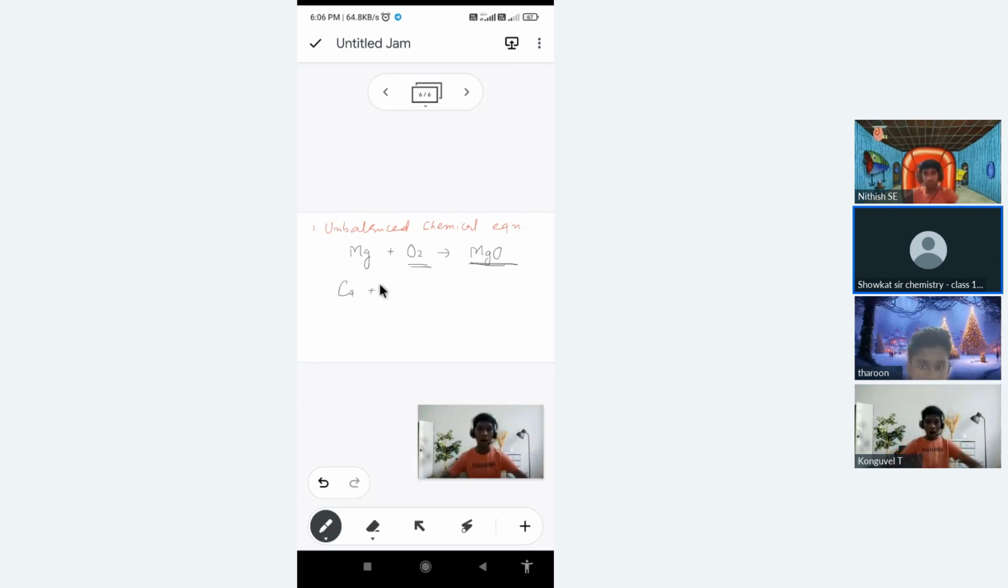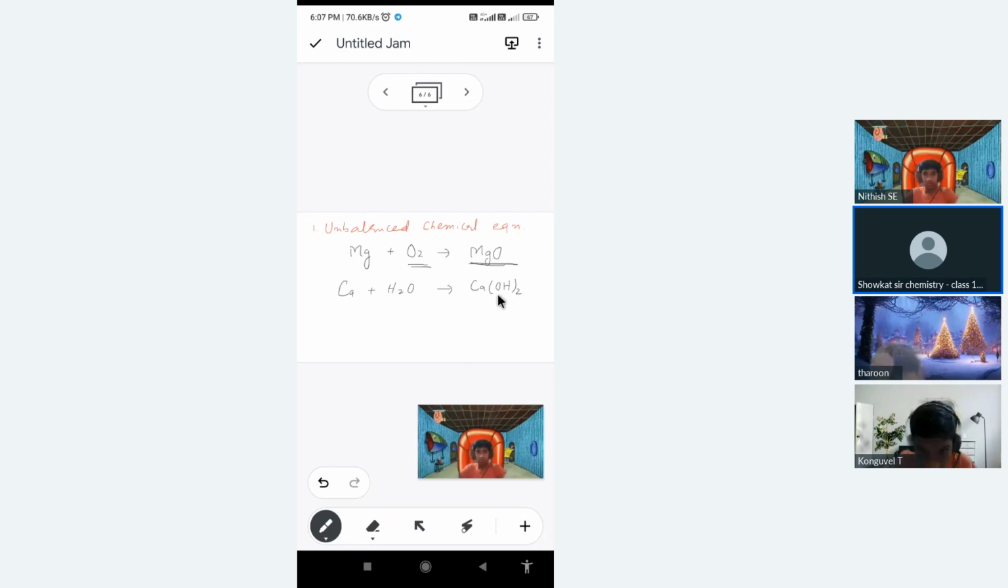It reacts with water, so it will form calcium hydroxide. Is it a balanced chemical equation or not? What do you think? Sir, it's not. Yeah, it is unbalanced because here we are having one oxygen atom, but here we are having two oxygen atoms, right?